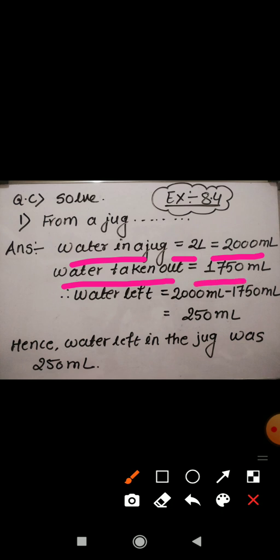1750 ml water was taken out, and we are asked to find out what quantity of water in ml was left in the jug. So here we have to find the water left, and to find it we need to subtract. What do we have to subtract? The water taken out from the total quantity of water in the jug, right? So here you can see I have subtracted 2000 ml minus 1750 ml. Subtraction is very simple. If you subtract these two numbers, you will get the answer 250 ml. That means the water left in the jug was 250 ml.